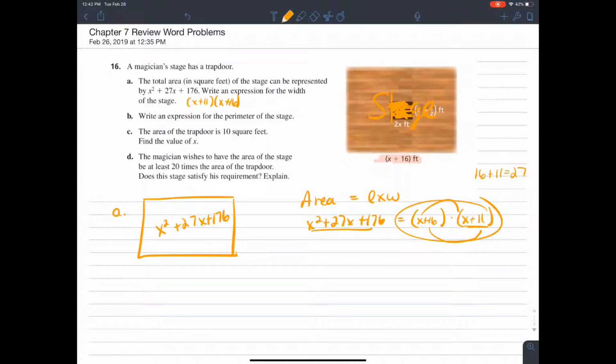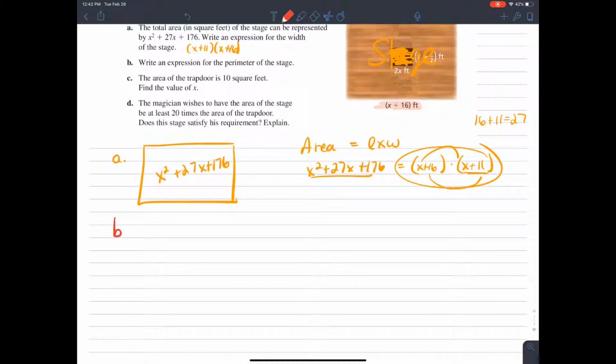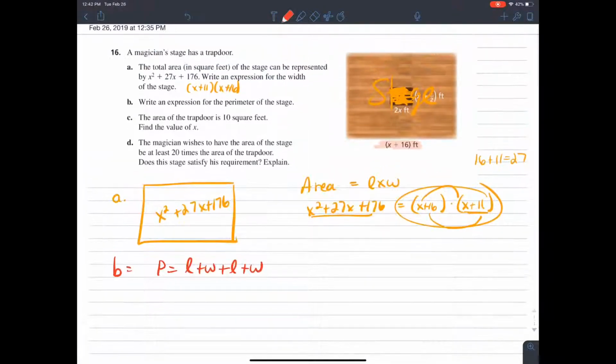Now, the perimeter of the stage, so I'm going to do that in a similar color because we're still working with the stage here. So part B, perimeter is one length plus the next width plus the next length plus the next width. So we should go back and label this. So this is obviously x plus 16, which means our other dimensions were both x plus 11. So we're just going to add all those up.